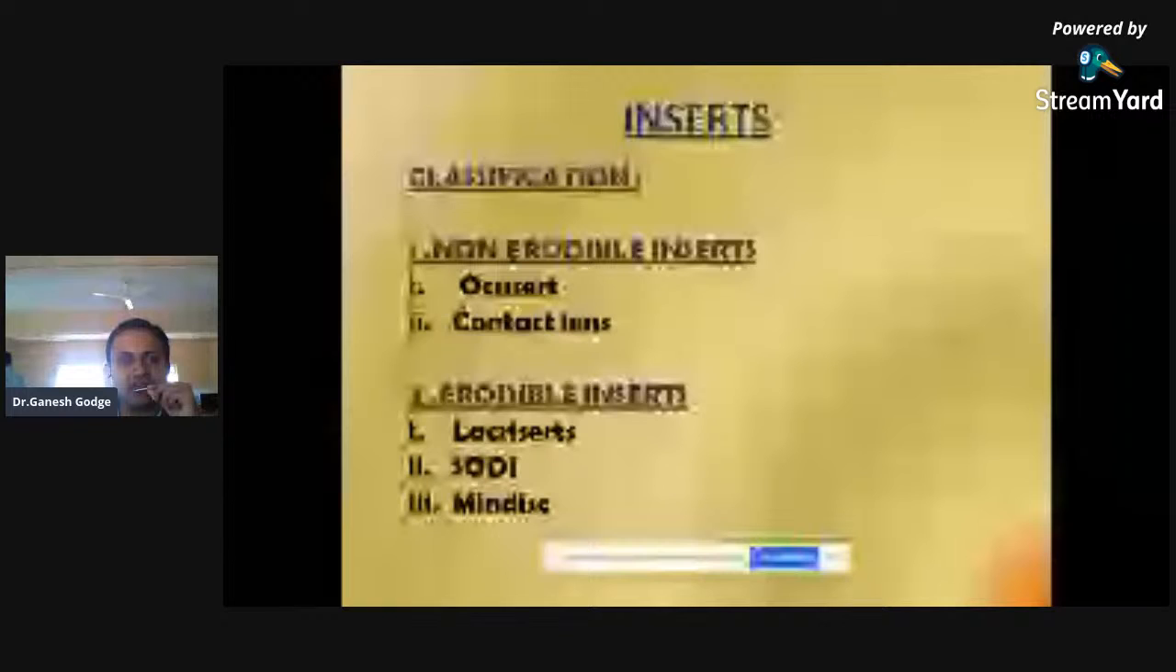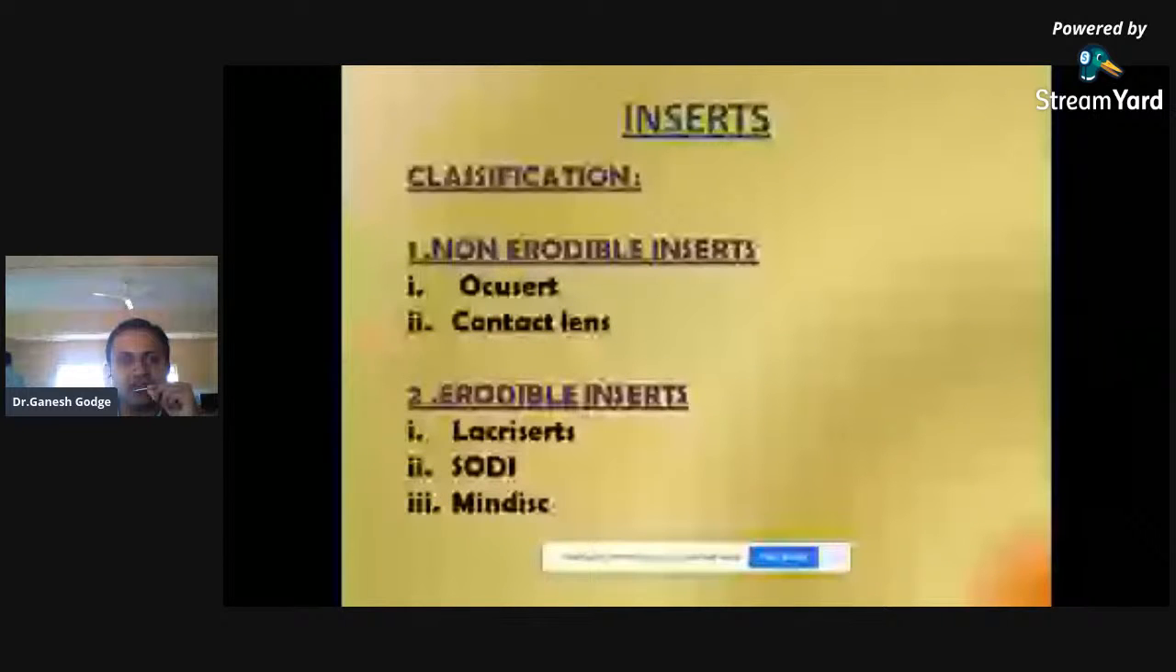These are major points of discussion. We can separately discuss the ocuserts and the contact lenses, and what are erodible inserts: lacriserts, soluble ophthalmic drug inserts, and mini disc. But because our time is limited and at undergraduate level, as far as the syllabus is concerned, this precise classification is very much enough. You classify inserts based on these two broad sub areas: non-erodible inserts like ocuserts and contact lenses, and erodible inserts like lacriserts, SODI, meaning soluble ophthalmic drug insert, and mini disc.